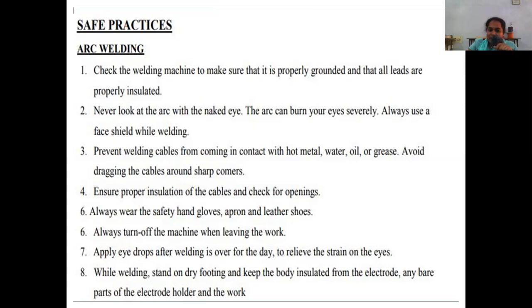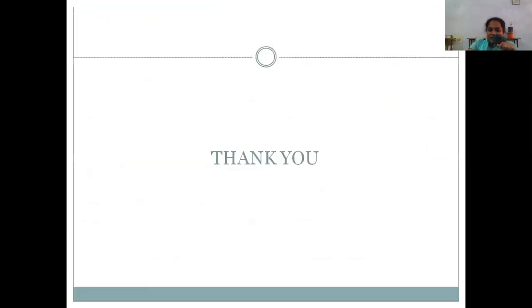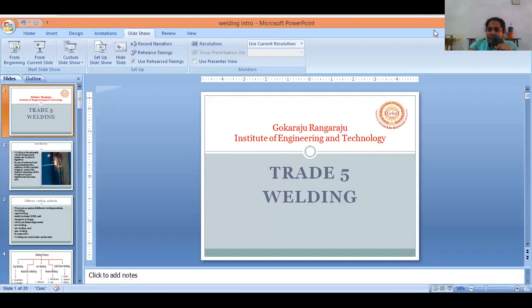Always wear safety hand gloves, apron, and leather shoes. Always turn off the machine when leaving the work. Apply eye drops after welding is over for the day to relieve the strain on the eyes. While welding, stand on dry footing and keep the body insulated from the electrode, any bare parts of the electrode holder, and the work. So this is all about what you have to learn from welding. And remember the safety precautions. It is very important that you follow all the safety precautions.